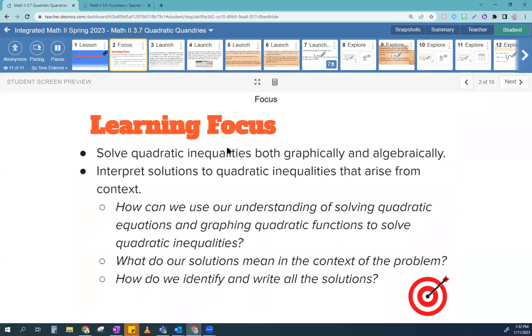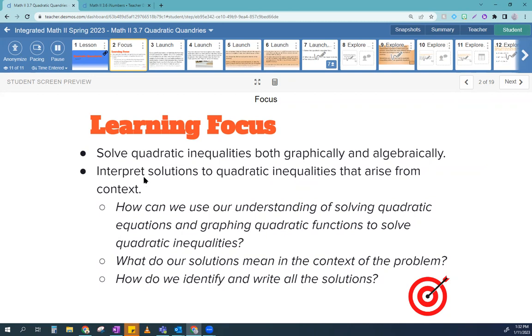Wait, what? So we've done quadratic equations, but now we're going to move on to inequalities, Ms. Johnson. Yeah. So there's an easy way to do it and an algebraic way to do it. That must mean graphically is easy, right, Ms. Johnson? Yes. Graphically is the more straightforward way to do it. And it actually makes sense. If you really think about it, it really does make sense. And algebraically, it also makes sense.